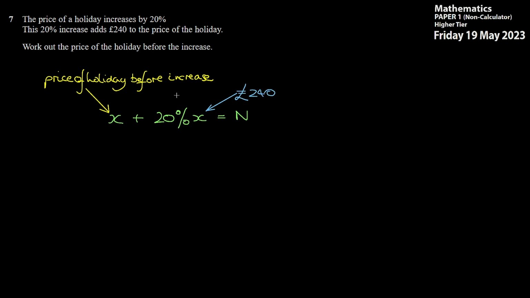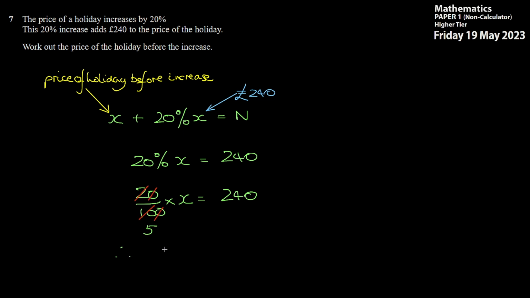I'm always after an equation in these sort of questions, and I can set one up now. I can say that 20% of X is equal to 240. Now, to remove the percentage sign, I can just say that this is 20 over 100 multiplied by X is equal to 240. We might as well get rid of those zeros, and 2 into 10 goes 5. So therefore X over 5 is equal to 240, and therefore X is equal to £1,200. And that's your answer.